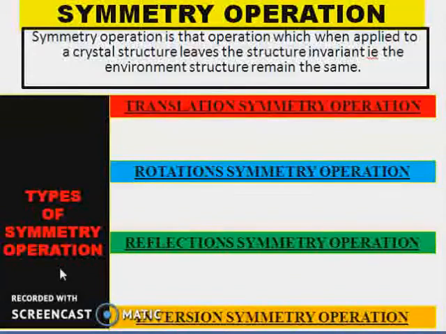Next, number 3 is reflection symmetry operation. A crystal is said to possess reflection symmetry operation if there exists a line or a plane in which the crystal is divided into two halves which are mirror images of each other. Such an operation is called a reflection operation, and that line which we draw or a plane which we pass is represented by a symbol.